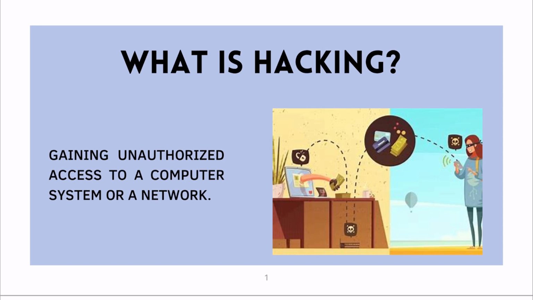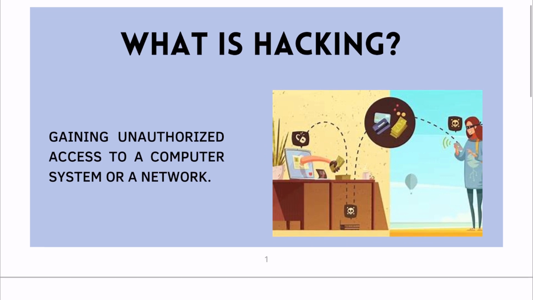As you can see, this is the victim's computer, this is you as a hacker. His computer is connected to his home router, and if you hack his home router, then you get the whole access of his computer. So basically what is hacking? Gaining unauthorized access to a computer system or a network. I think this would have been clear.